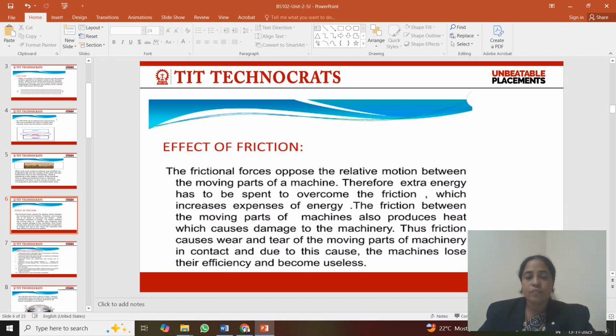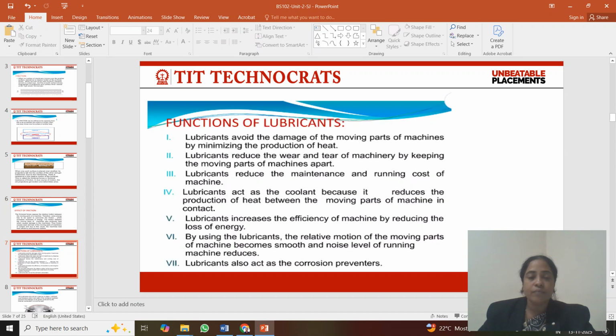Thus, friction causes wear and tear of the moving parts of machinery in contact, and due to this, the machine loses its efficiency and becomes useless. So, friction is a very harmful situation, a very critical condition under temperature and pressure, whenever the machine exerts lots of load and lots of pressure over the machinery parts.